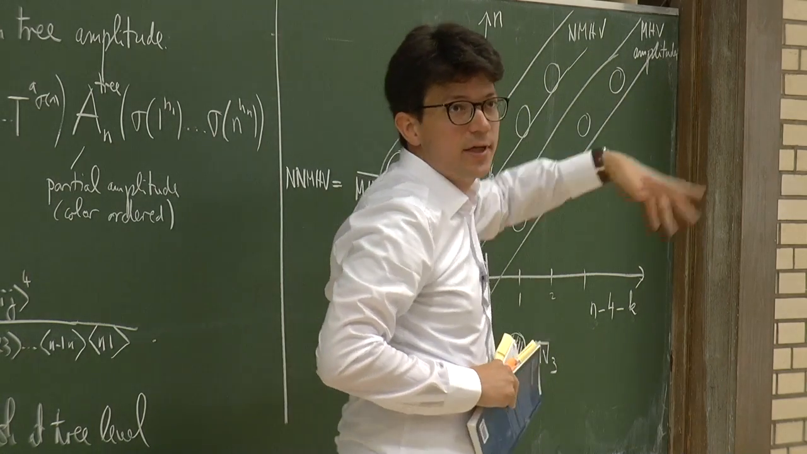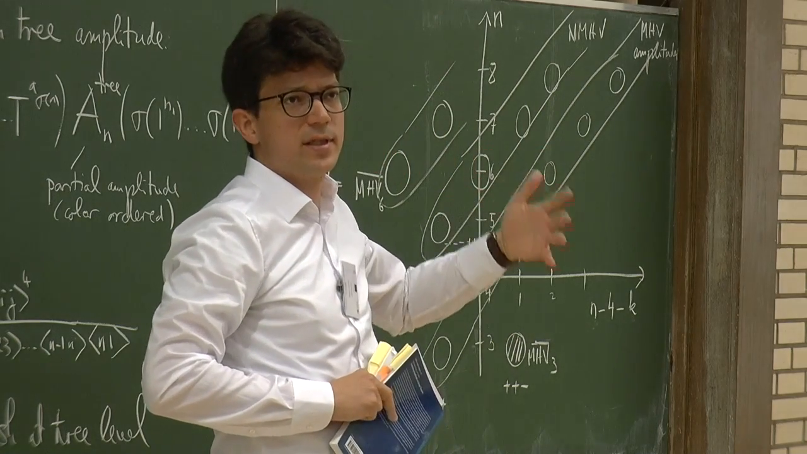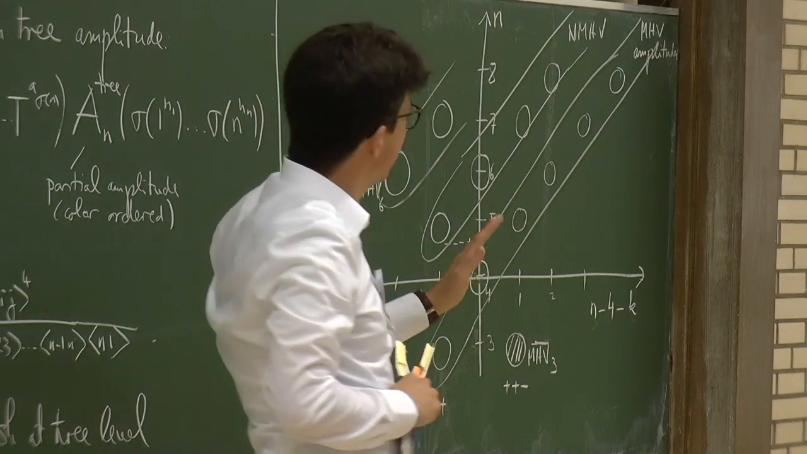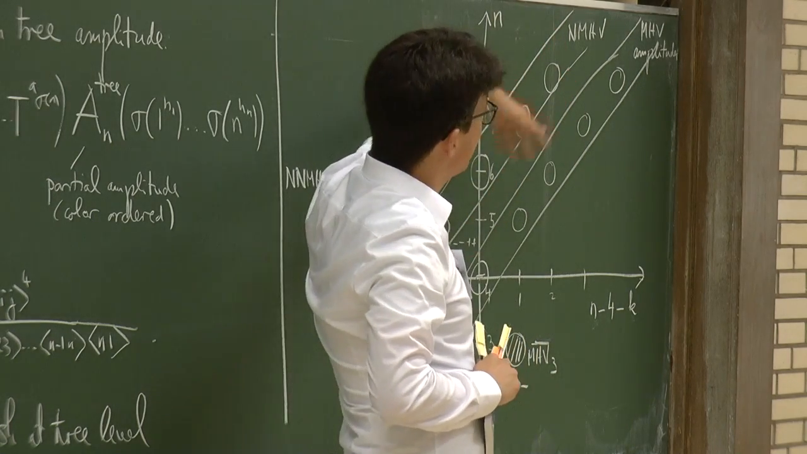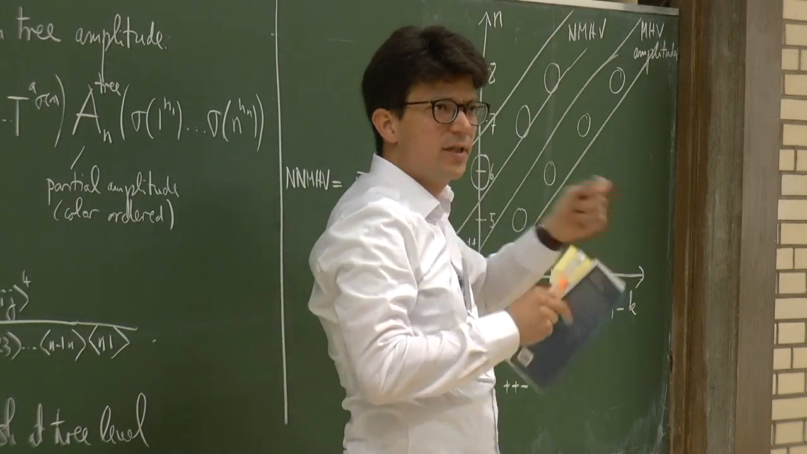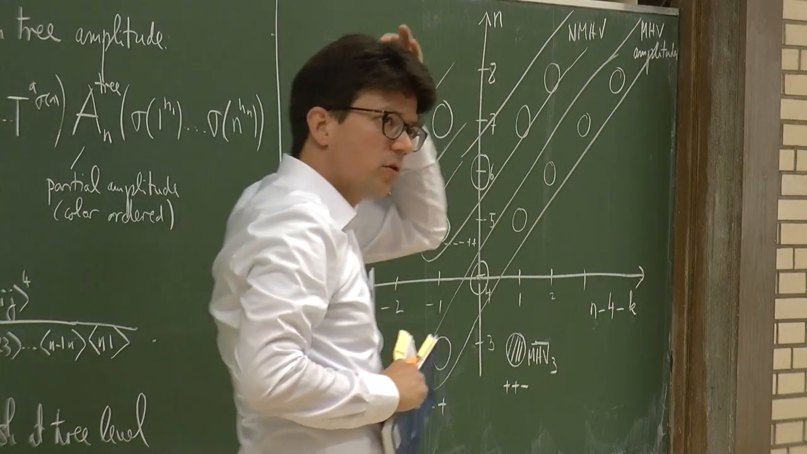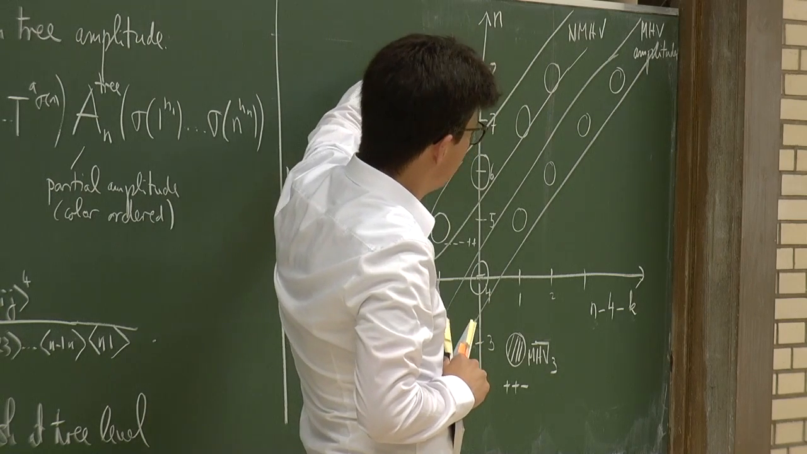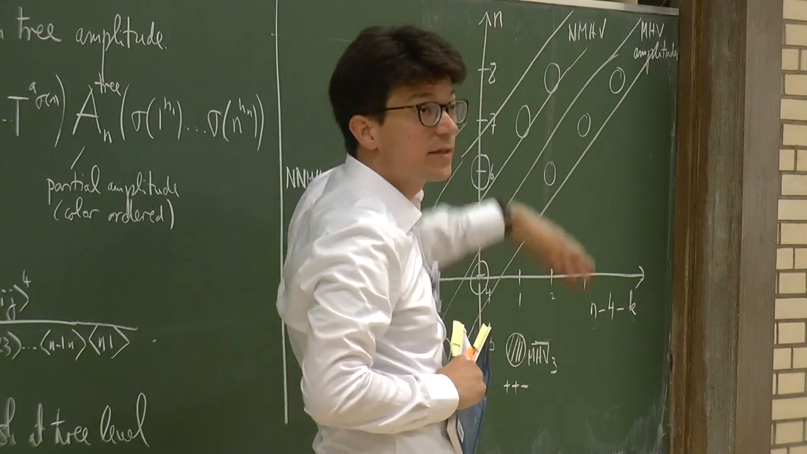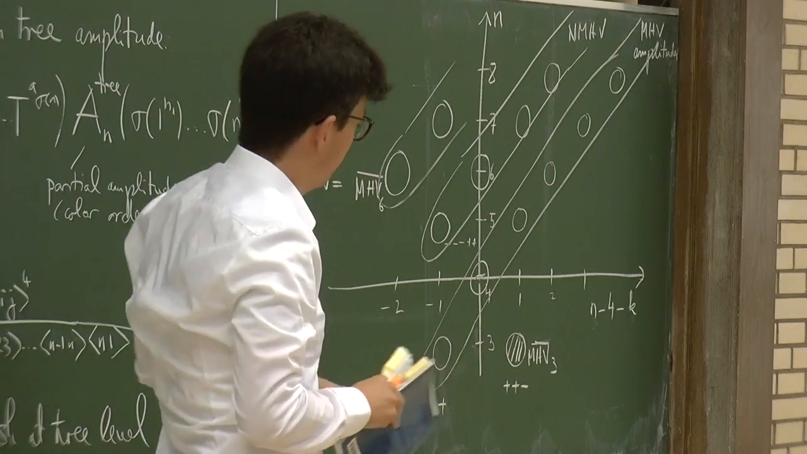And luckily for us, these will turn out to be the simplest amplitudes. Roughly speaking, as you go higher up in this direction, not so much because of n, but because of this non-MHV-ness, things get a bit more complicated. So it just tells you that for practical purposes, it actually makes a lot of sense to follow this holistic classification.